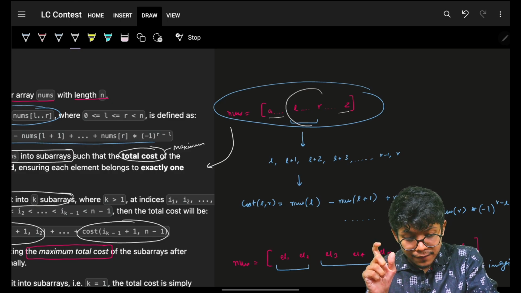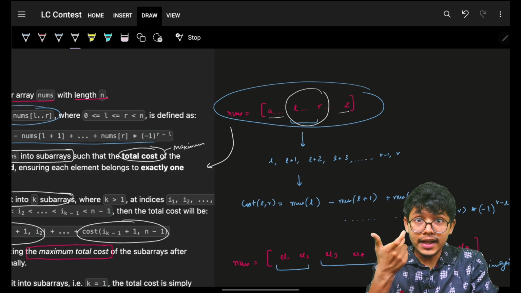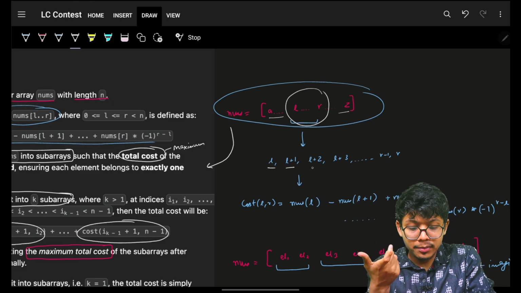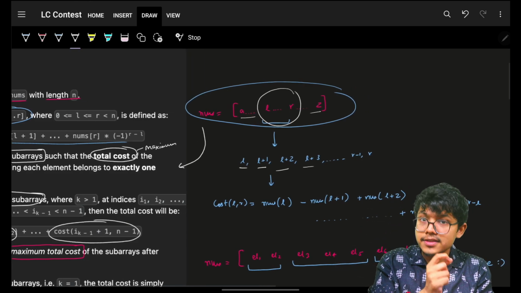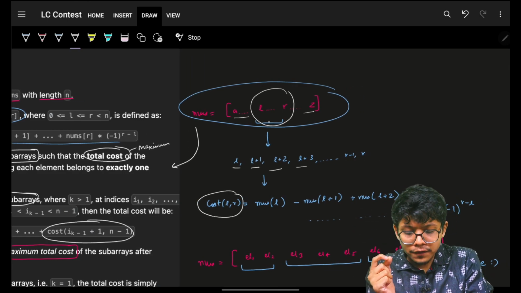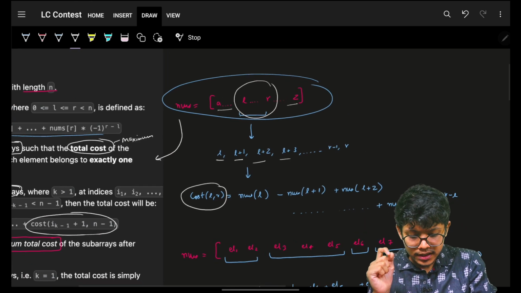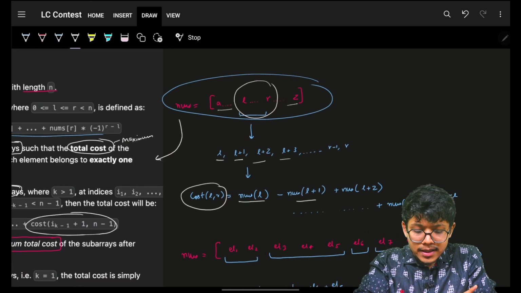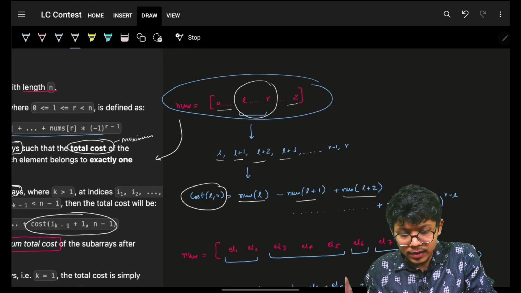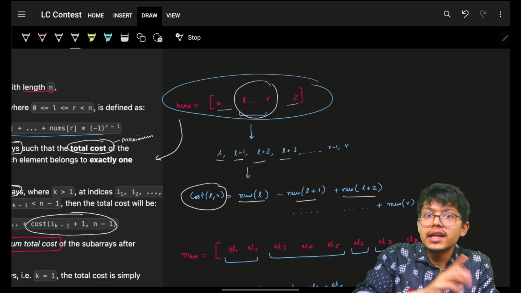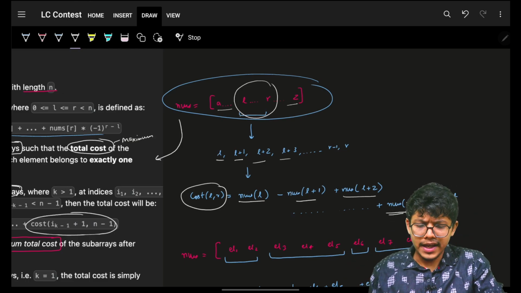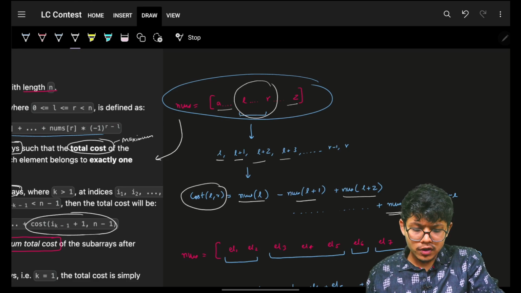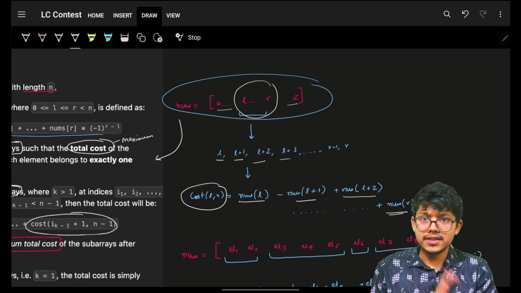For a subarray from L to R, considering that L to R has elements with indexes L, L plus 1, L plus 2, and so on and so forth, the cost of this range from L to R will be nums of L minus nums of L plus 1 plus nums of L plus 2 minus nums of L plus 3, which means alternating signs, and again going up to nums of R. As we can see, the signs are alternating, so it will be minus 1 raised to power R minus L.